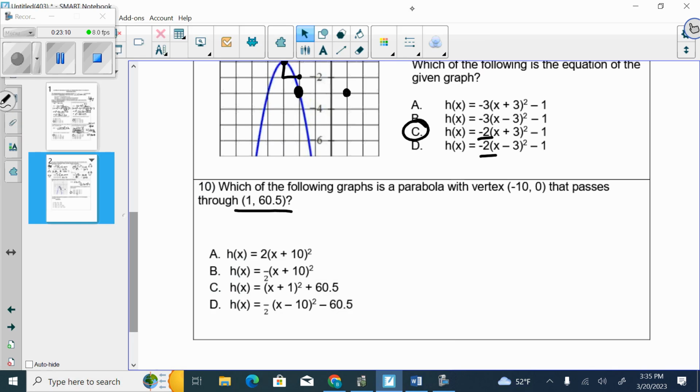So you can always just type it into your calculator and check the table if they give you multiple points to check. All right?